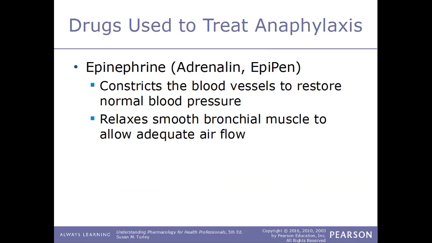The drug used to treat anaphylaxis is epinephrine, also known as adrenaline, and the main drug that's found in an EpiPen. That's why it's called EpiPen. And this acts to constrict the blood vessels to restore normal blood pressure, and also to relax the smooth bronchial muscles, allowing for adequate airflow.